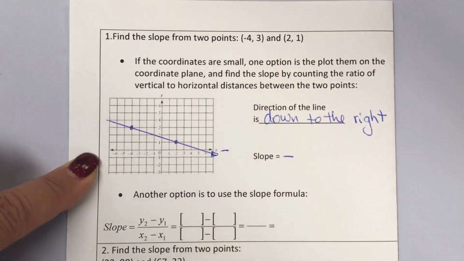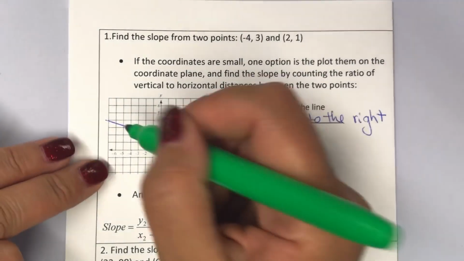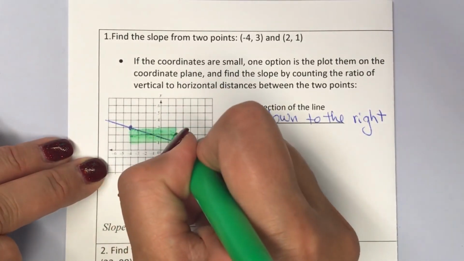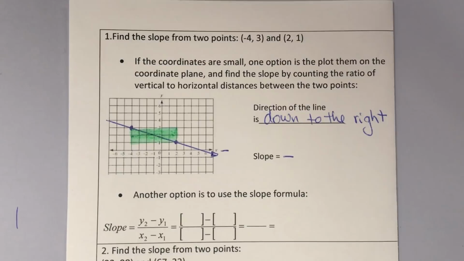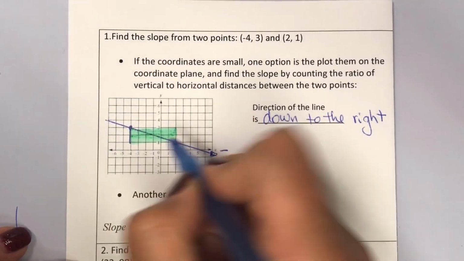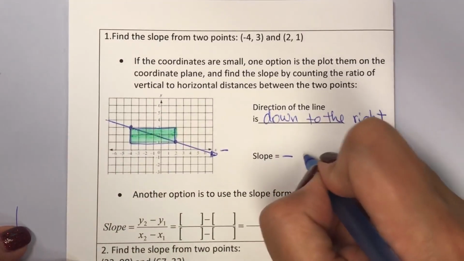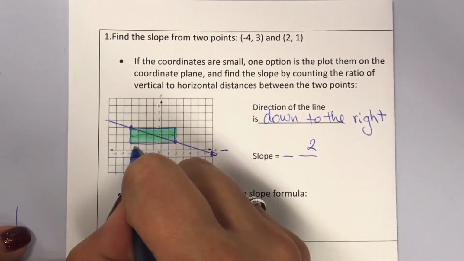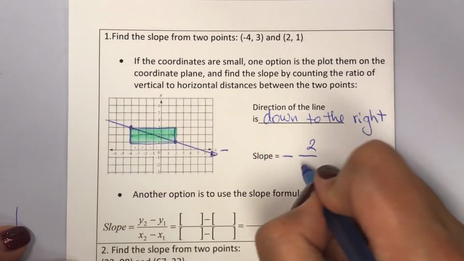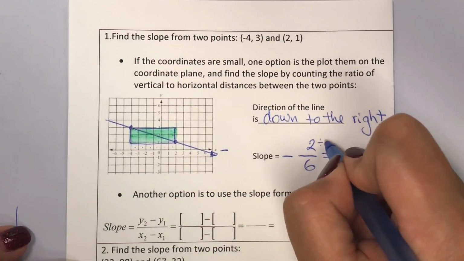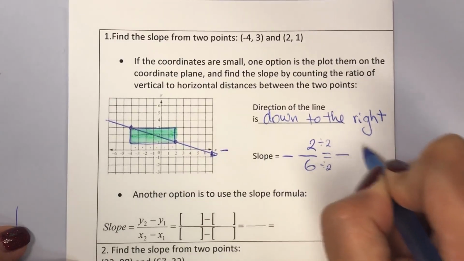So the slope has to be negative. Negative what? What is the steepness? Then we start looking at the ratio rectangle between point to point, and that will be vertical over horizontal, or rise over run. Vertically we have 2, horizontally we have 1, 2, 3, 4, 5, 6. That will simplify to negative, and if you divide by 2, we have 1/3.